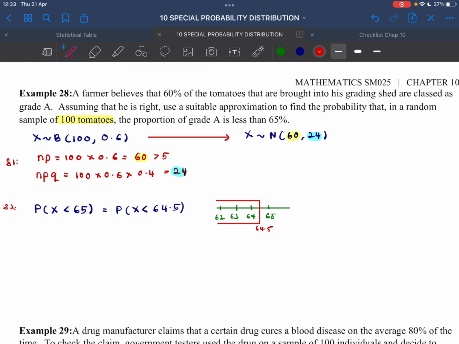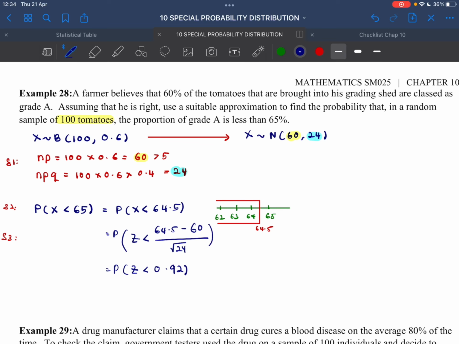And the last step is we are going to do standard normal distribution, because this one here is already in normal. Okay, so we have to change to standard normal distribution. So here we have to use the formula P(z less than (64.5 minus the mean, which is 60) over square root 24). And here the answer is z less than 0.92.